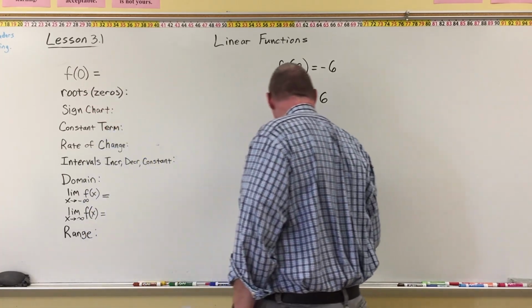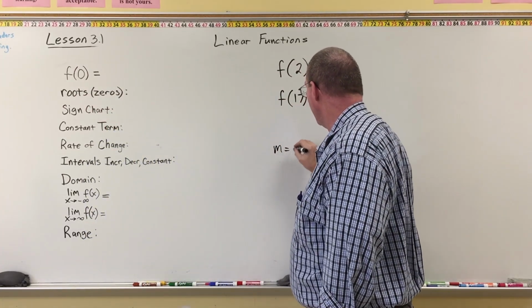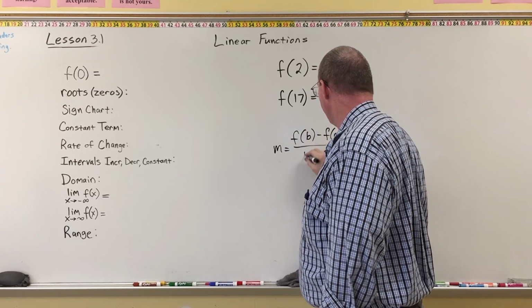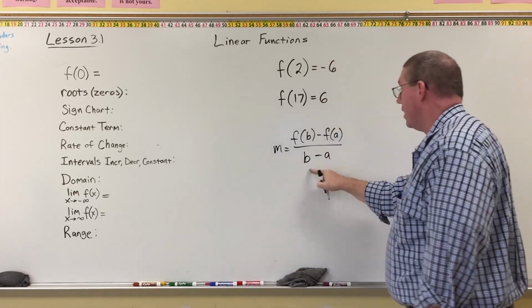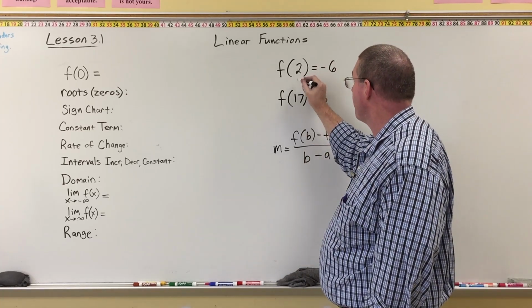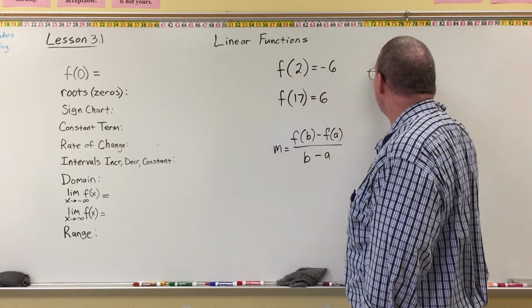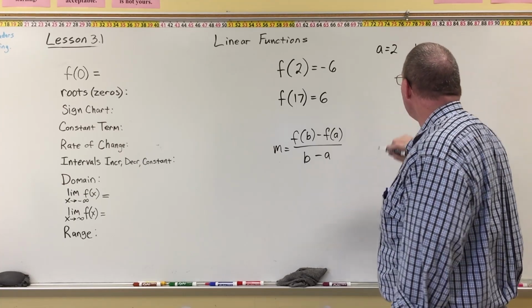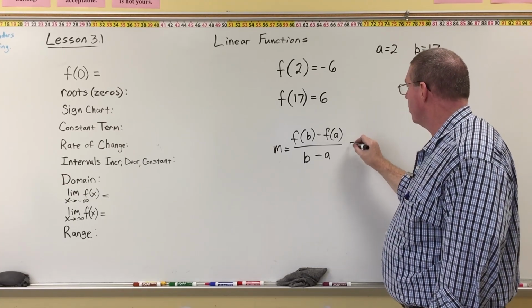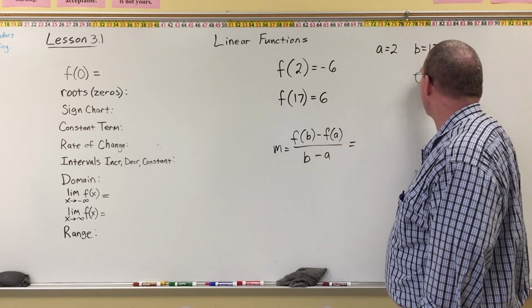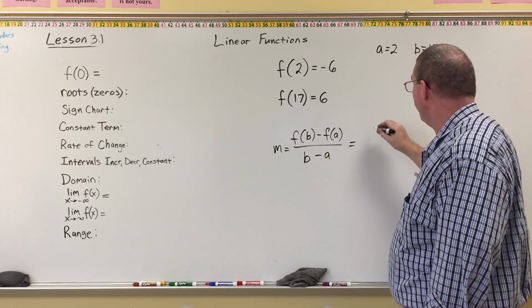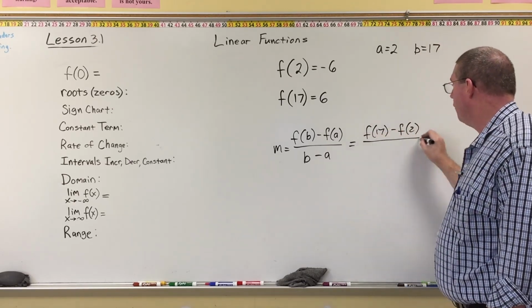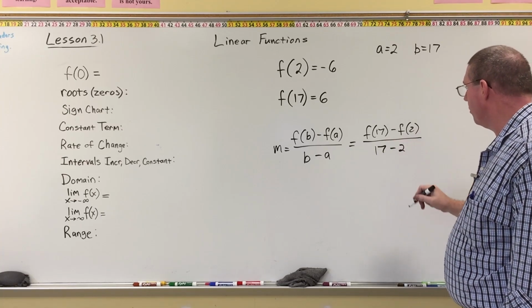And we know that the formula for the rate of change is m is equal to f of b minus f of a over b minus a. And b and a are x values. We know our x values are 2 and 17. We'll make the smaller one the a, and we'll make the larger one the b, okay? And so now we're going to just fill in the two b's here with a 17 and the two a's with a 2. So we'll have f of 17 minus f of 2 over 17 minus 2.